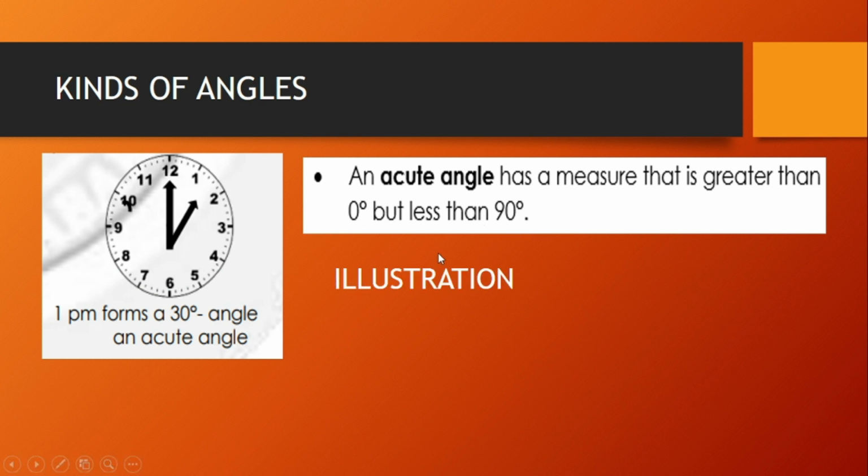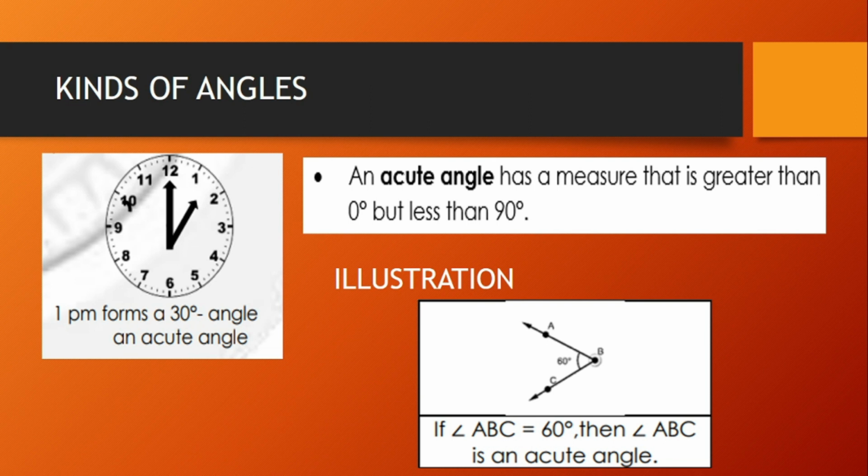Okay, illustration nito. Let's have an example. I have here angle ABC and a measurement na nakalagay na dyan is 60 degrees. So, ibig sabihin, si 60 degrees ay malaki kay 0 but less than 90 degrees. So, meaning to say this is an acute angle. Okay? Another example, 50 degrees, 35 degrees. So, any angle na measure ng greater than 0 pero mas maliit kay 90 degrees, so 89 and below, meaning to say that is an acute angle.